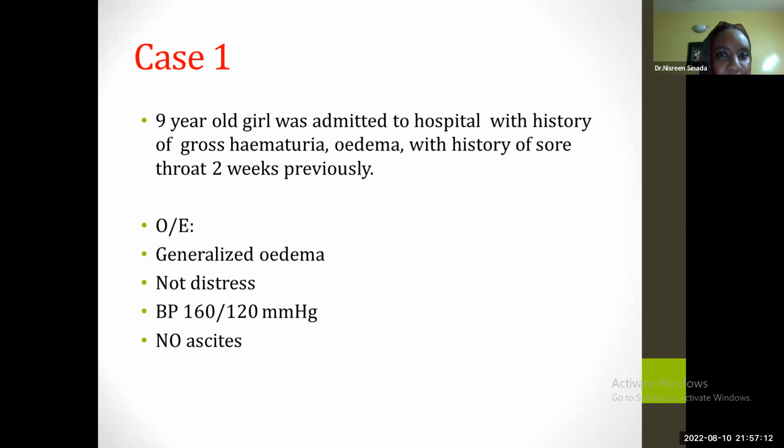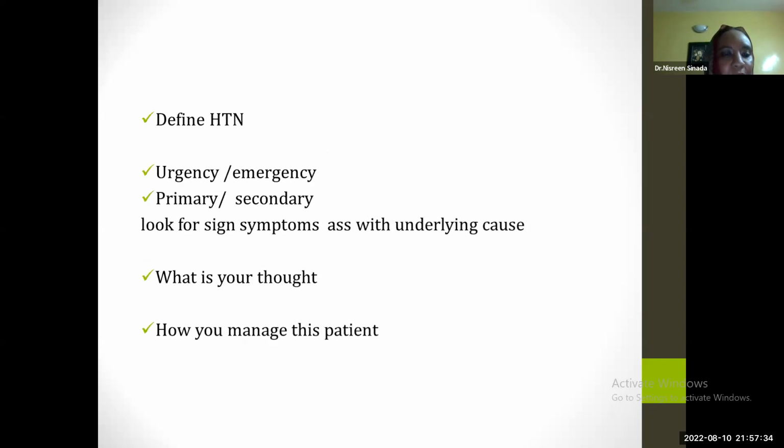So we have a child with gross hematuria, edema, and a history of sore throat 2 weeks previously, and he's edematous. We can ask the mother about the urine amount. It will be oliguric. And then we can ask for a detailed history about this gross hematuria. So what is your thought and how do you manage this patient?